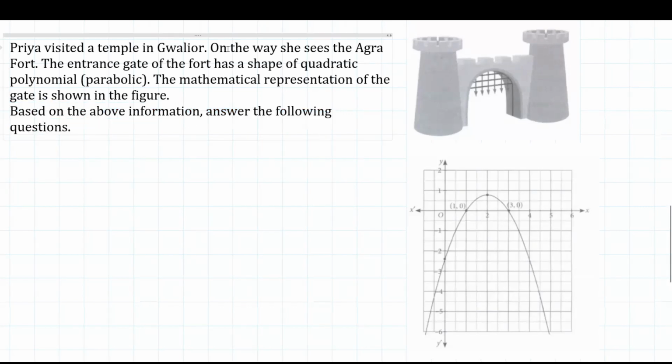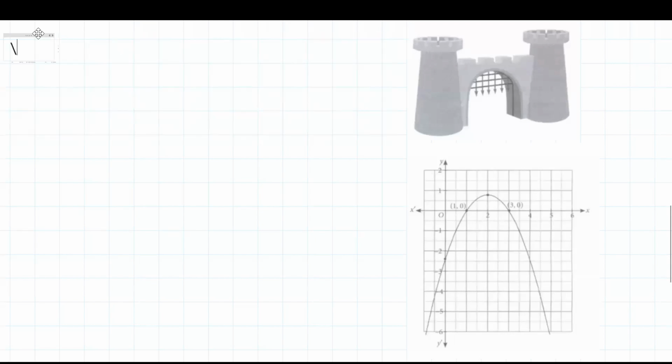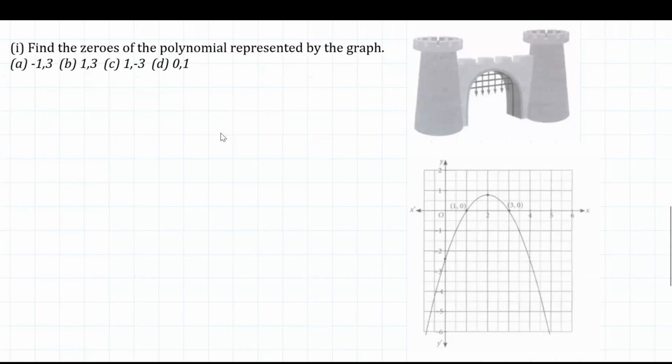So let's begin with the first question. If I type the first question over here, what is it? It says find the zeros of the polynomial. What we have to do is find the zeros of the polynomial represented by this graph.